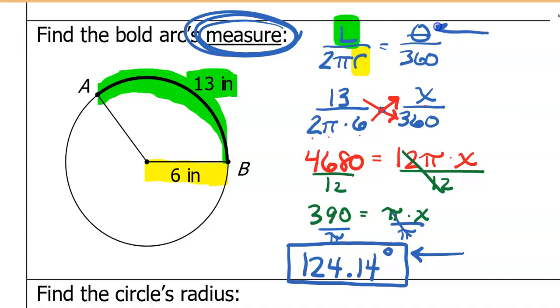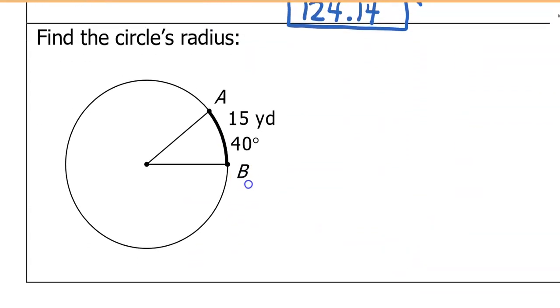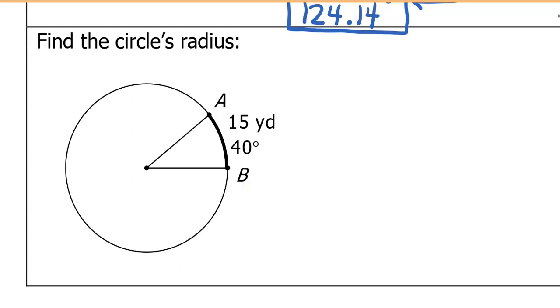Measure, this theta that we were looking for, what we ended up calling x, that is definitely going to be in degrees. So what I'd like you guys to do, pause the video and then try this one on your own. And if you get stuck or if you're just ready to check your answer, then unpause and come on back.